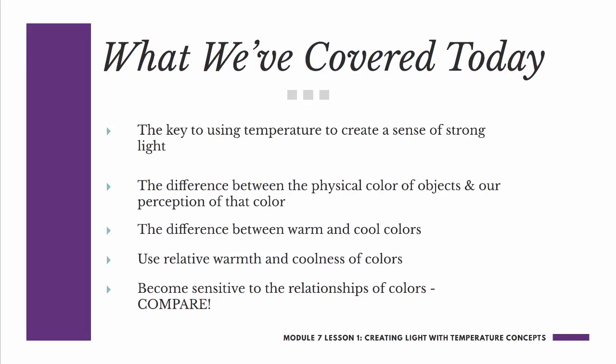So what we've covered today are the differences, again, between physical color and our perception of the color. We're talking about local versus optical. We've gone over the idea of using temperature to create that sense of light and to paint what you see, not what you know. Back up to using color masses and not objects or things, but to think about warm versus cool colors, both in the general sense and in the relative sense.